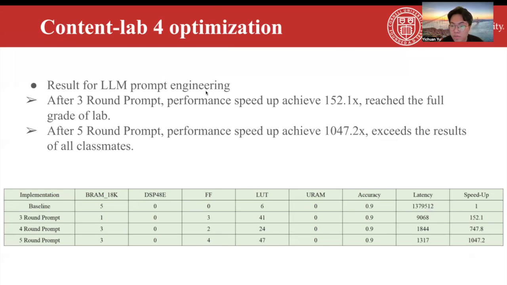In Lab 4, we were tasked with improving the performance of binary neural networks using high-level synthesis optimization techniques, including unrolling, pipeline, array partition, array reshape, and array inline. The challenge was to use LLM prompt engineering to apply these techniques skillfully to achieve significant latency reductions beyond the baseline performance. We follow 3 key steps.